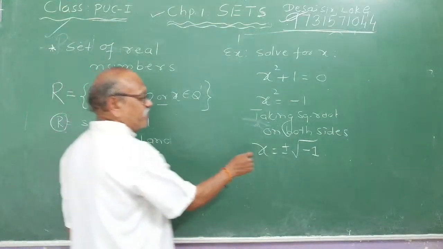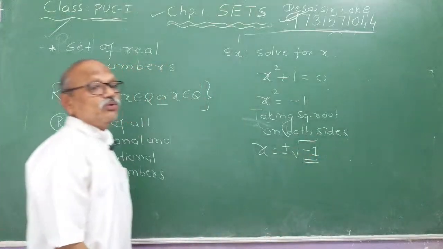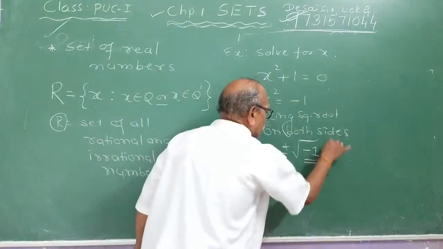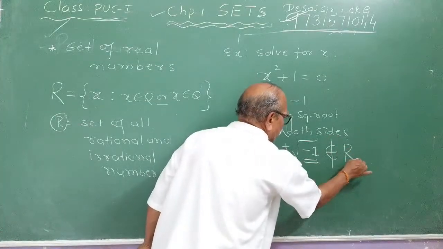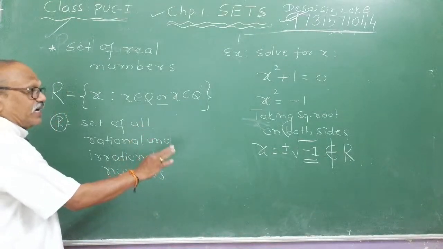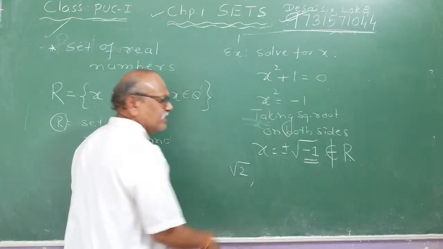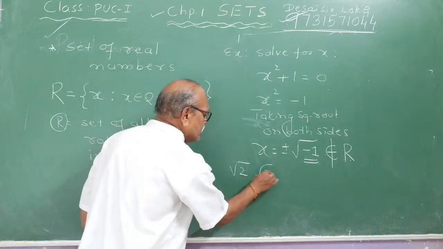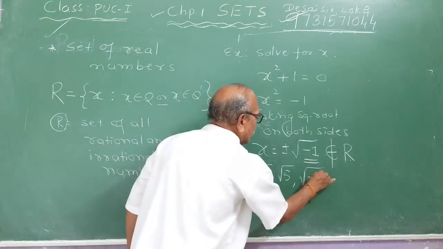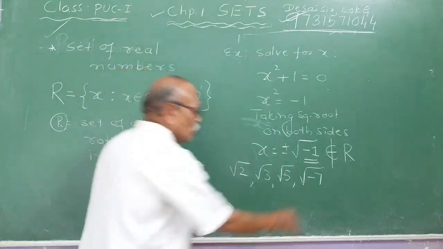Observe a very important fact: that is, under root negative numbers. Under root negative numbers does not belong to the biggest set we know, that is the real number set. The real number set will have under root positive numbers only. So root 2 is called irrational, root 3 is called irrational, root 5 is called irrational. Have you observed any irrational number like under root minus 7? No.